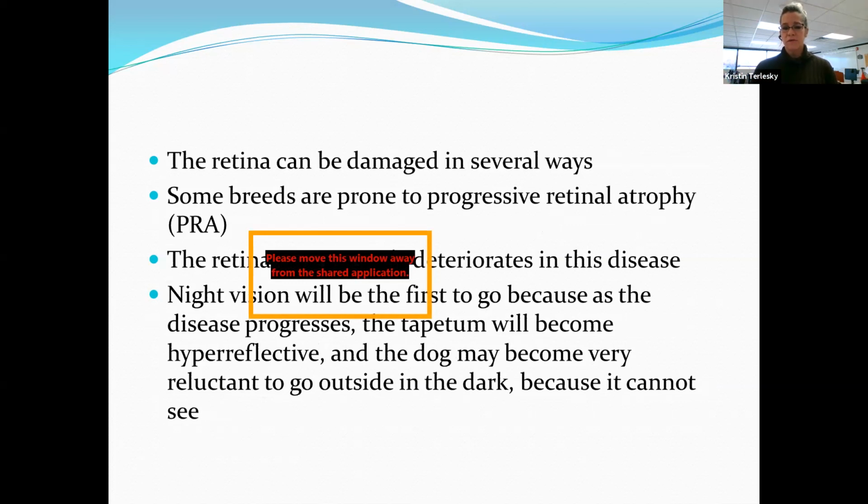Night vision is usually the first to go, because as the disease progresses, that tapetum lucidum will become very hyper-reflective. So they won't be able to see as well outside, and they get very hesitant. So taking your histories, if you have an older dog, it doesn't even really have to be old, but all of a sudden they don't want to go out at night, or they're overstepping, maybe they're not sure of where the step is on the deck to go outside when it's nighttime. These are indications that this dog may be going through some of these problems.